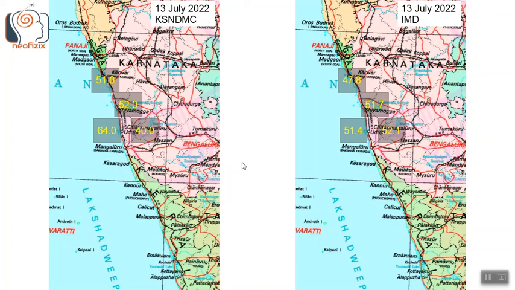So each district will typically have multiple ground weather stations. How we calculate the district average using them, and what are the numbers reported by KSNDMC and IMD, we will look closely into that. And also IMD individual station data we can consider and do some experiments with it. So we'll do that in the next part.